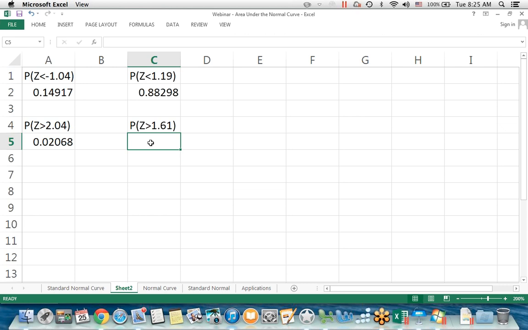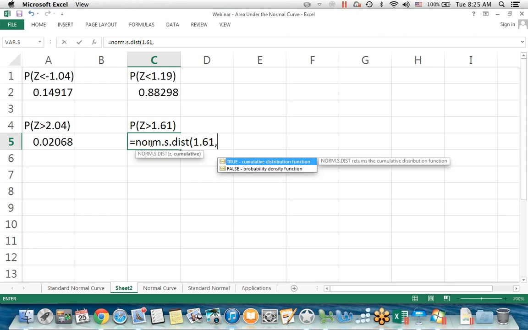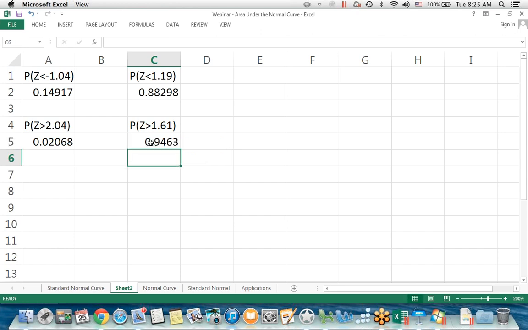We do the same thing for problem 4. We type equals norm.s.dist, open parentheses, 1.61, true, close parentheses. Now this is not right. Remember, I'm supposed to subtract from 1. So this is my correct answer.